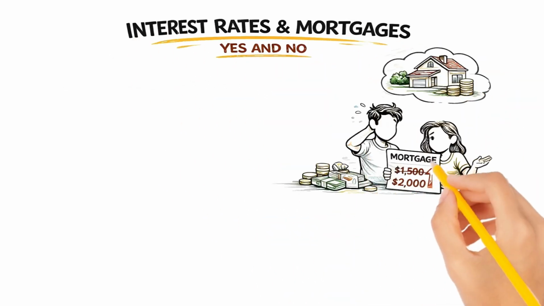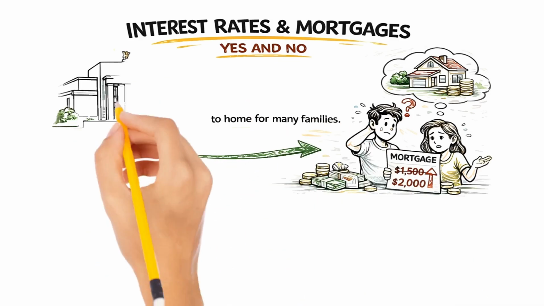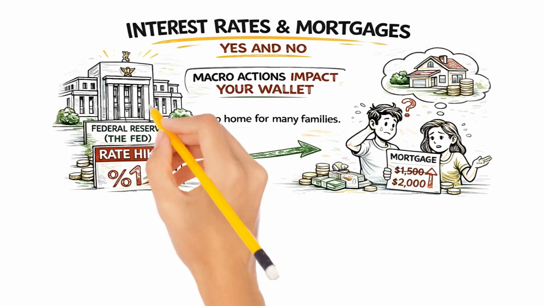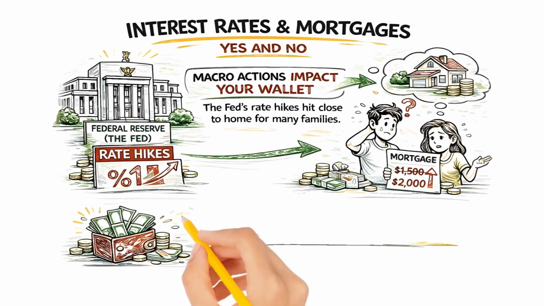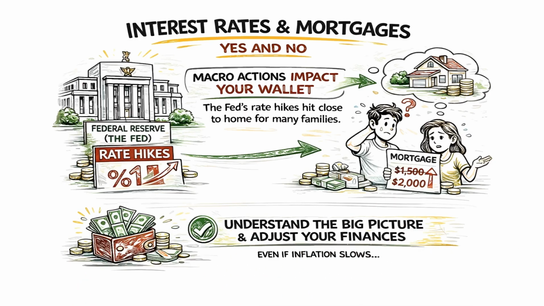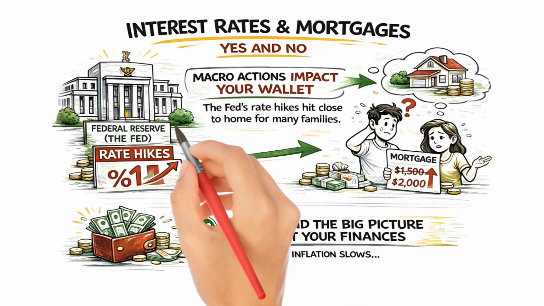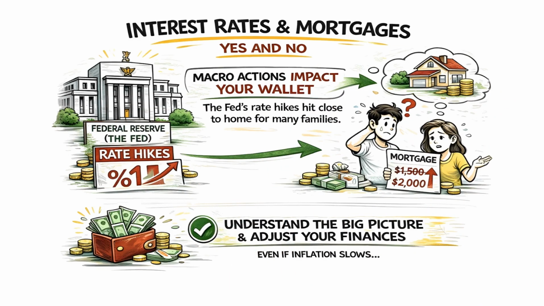This is macro. The Federal Reserve using interest rates to control inflation across the entire economy. You can't do anything about it individually. You just have to understand it and adjust your financial strategy accordingly. Let's look at another macro example that hits your wallet directly.